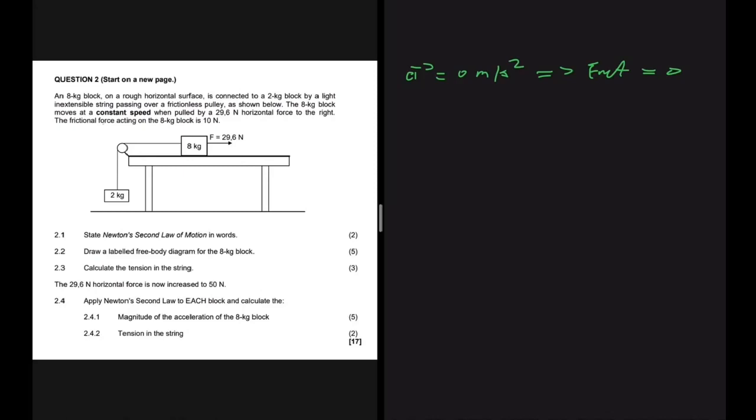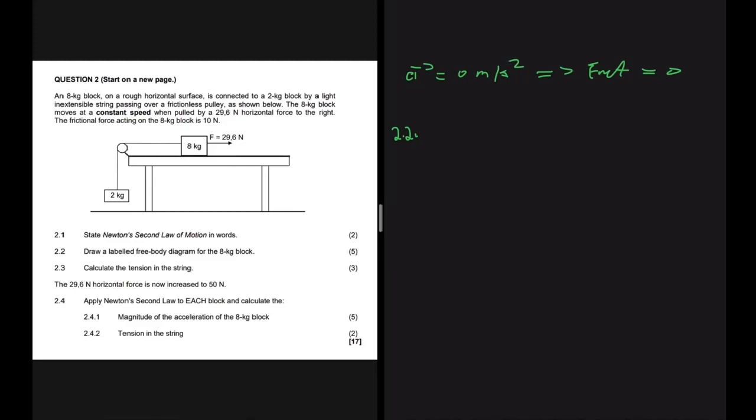There we have it. The first question says, state Newton's second law in terms of motion. Assuming that you already know what that is, I'm just going to move on. We have 2.2. 2.2 says, draw a labeled free body diagram for the 8 kg block. If you have gone through questions like this, I'd advise you to pause and do the question by yourself, and then watch me do it.